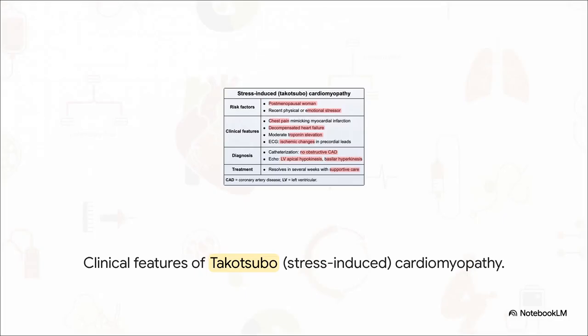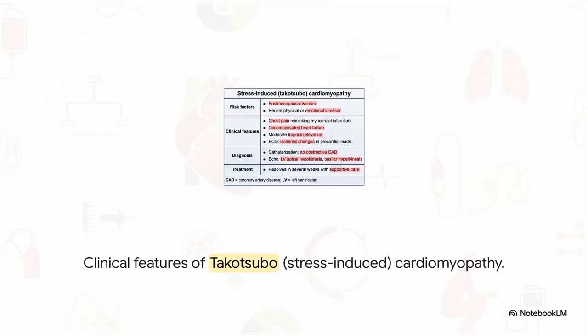Another totally fascinating super high-yield one is Takotsubo, or stress-induced cardiomyopathy. The classic patient here is a postmenopausal woman who just went through a severe physical or emotional stressor. They roll into the ER looking exactly like they're having a massive heart attack. Chest pain, positive troponins, ischemic ECG changes, the whole shebang.